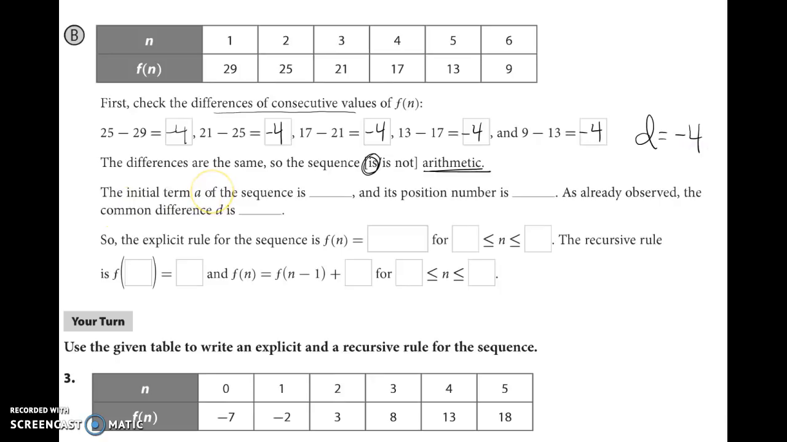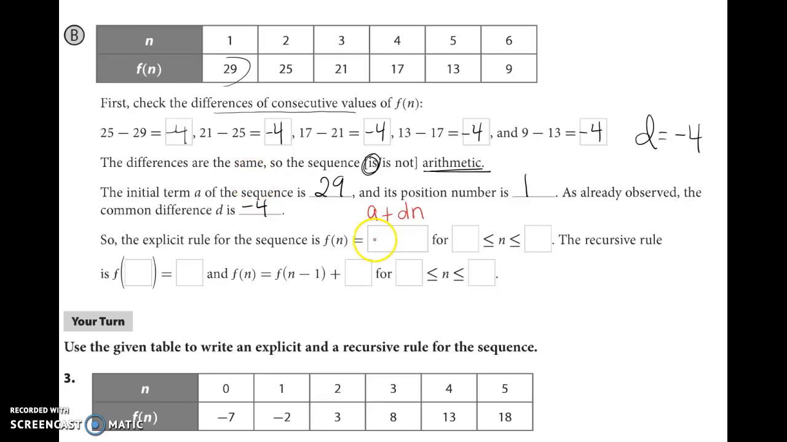The initial term A, so what's our first term? Let's see, 29. The initial term A in the sequence is 29. Notice that this sequence starts with 1, so the position number is 1. As already observed, the common difference we found to be negative 4. And as far as your explicit rule, now you just have to plug it in. Right above it, I'm going to write what we have memorized as our formula, which is A plus d times n. Now we're just going to plug in the information we know.